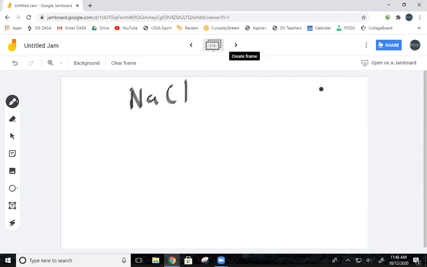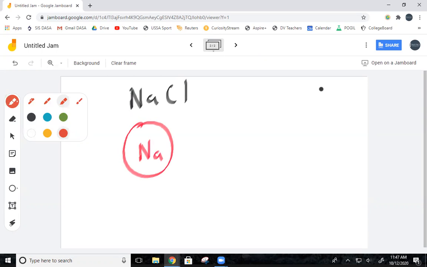So between sodium and chlorine, which has the larger atom? Sodium. Why? Because they're in the same row, meaning they have the same number of shells, except one of them has a higher charge. Chlorine has more protons and more electrons, so they pull on each other more, right? So sodium is like this, and chlorine is like this.